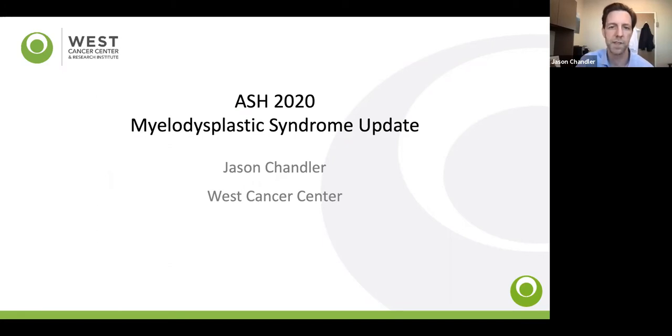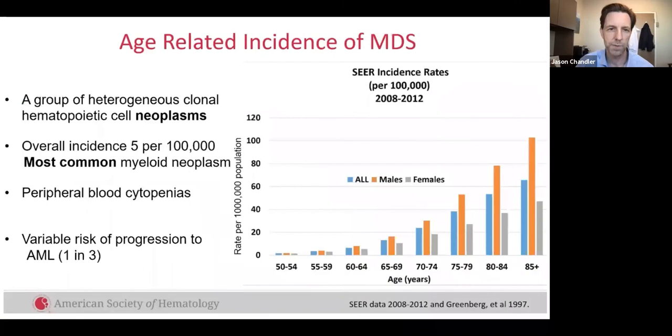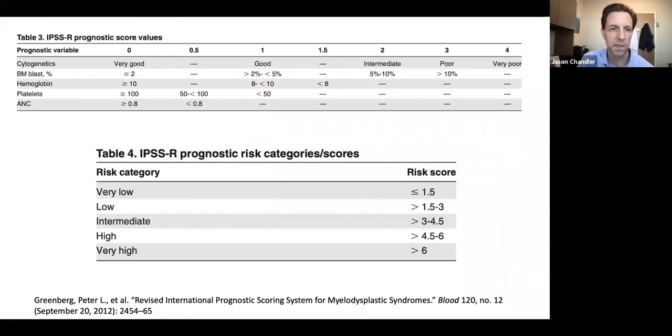This conference. So just to review, age-related incidence of MDS is the most important risk factor. You can see as patients get into their 70s and 80s, the incidence of MDS goes up significantly. And when we're looking at these patients, we want to risk stratify them to try to decide how we're going to treat them. So most of you have seen this before.